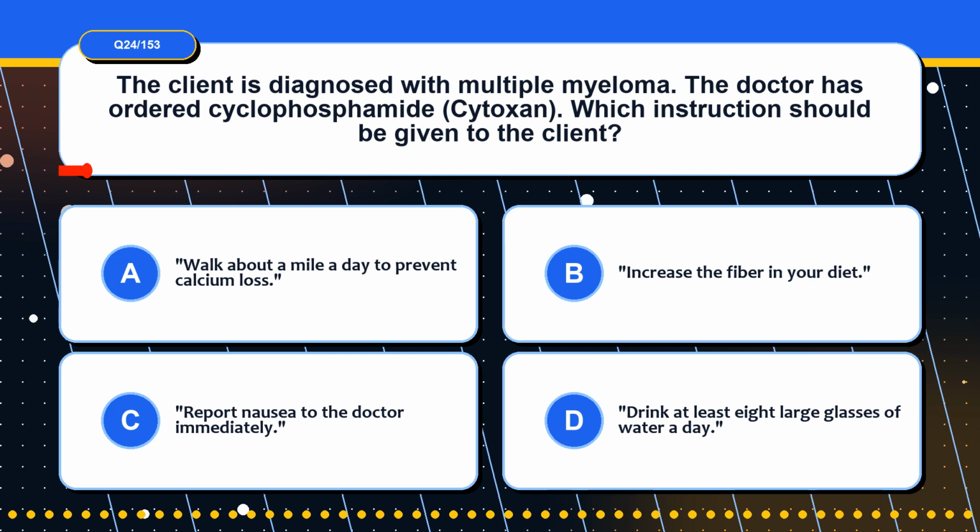Question 24. The client is diagnosed with multiple myeloma. The doctor has ordered cyclophosphamide (Cytoxan). Which instruction should be given to the client? Here are the options. Option A. Walk about a mile a day to prevent calcium loss. Option B. Increase the fiber in your diet. Option C. Report nausea to the doctor immediately. Option D. Drink at least 8 large glasses of water a day.